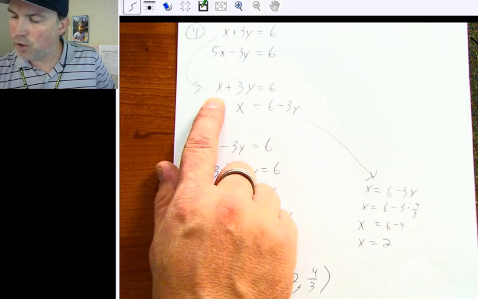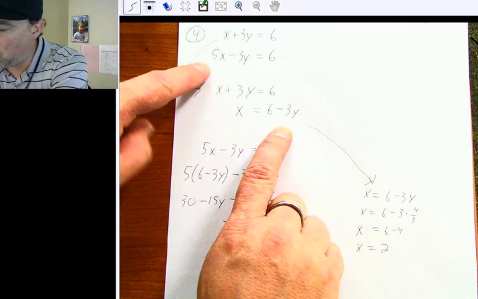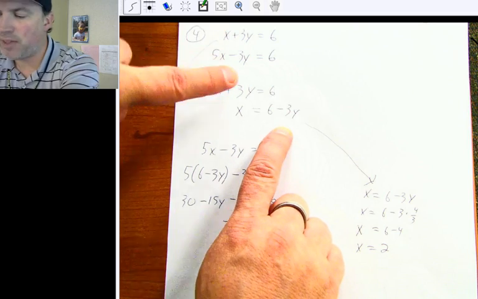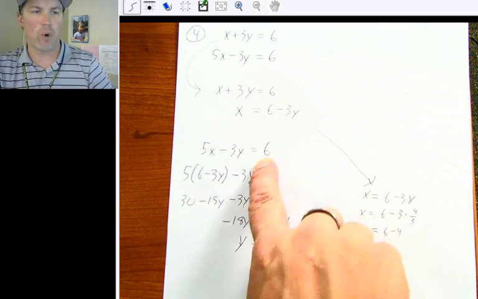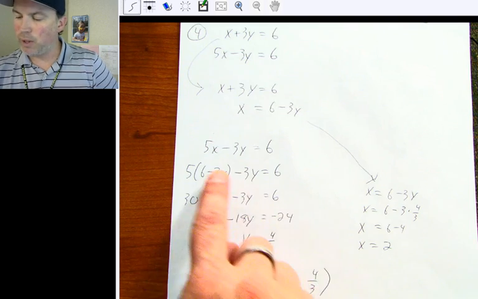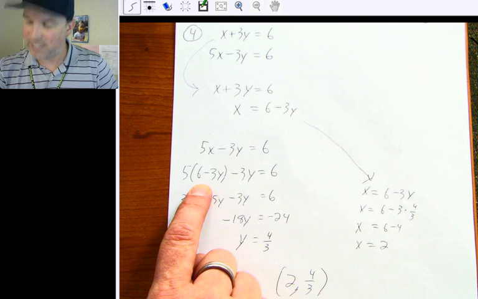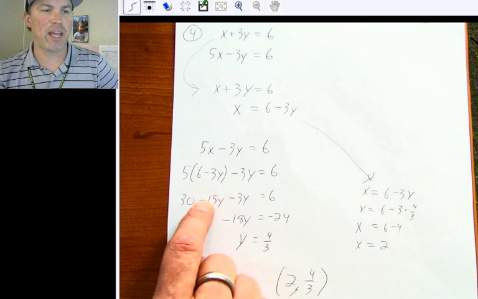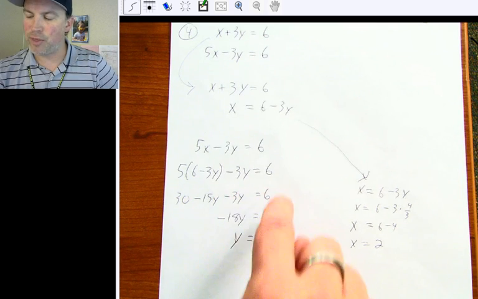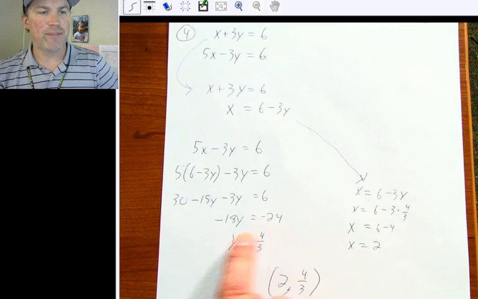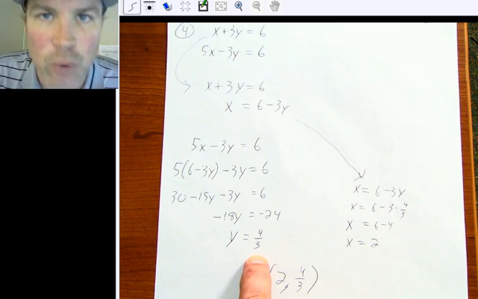I took the first equation and solved it for x, so I subtracted 3y from both sides. Because I used the first equation to solve for x, I must use the second equation for the actual substitution. I rewrote the equation first, and then everywhere I saw an x, I plugged in 6 minus 3y. Next step, distribute the 5, add up those like terms, subtract the 30 from both sides, and when you divide both sides by negative 18, you end up getting an answer of positive 4 over 3 when you reduce the fraction.